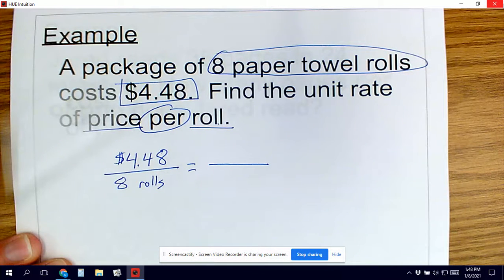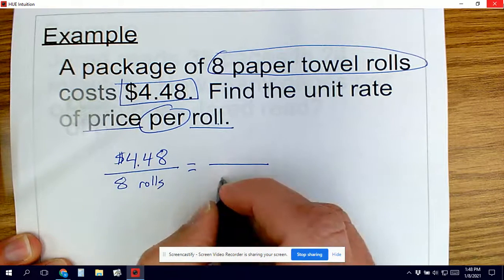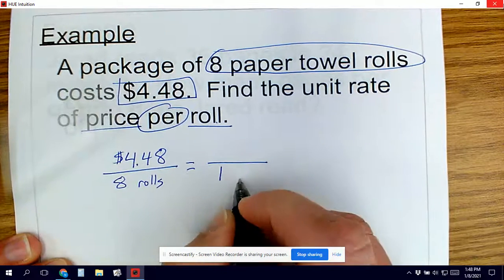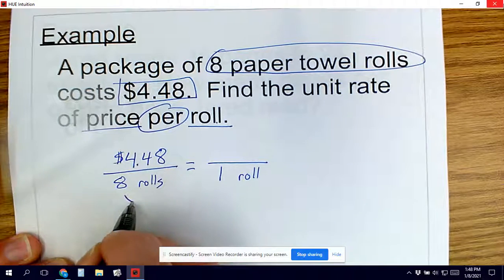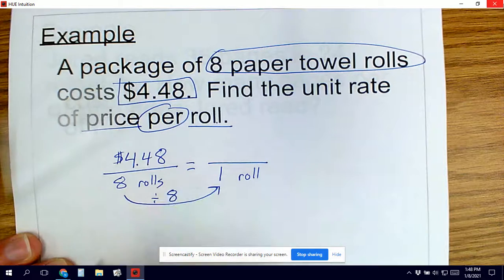Do you remember what makes a rate a unit rate? We want to have a comparison to 1. So I want 1 on the bottom. And if you see the bottom of my rate, we're comparing to rolls. So this is going to be 1 roll. Now mathematically, to go from 8 to 1, we're going to have to divide by 8, because 8 divided by 8 gives me 1 roll.